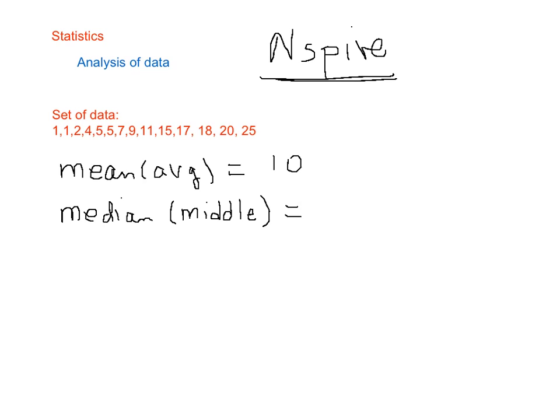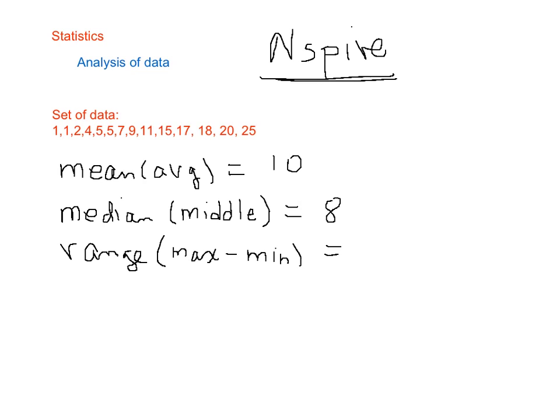The median is the middle piece of data. If you have an odd number of pieces of data, then it's simply the very middle. If you have an even number of pieces of data, like we do here with 14, then you take the two middle ones and you find the average. And in this case, the median is going to be 8. And why is it 8? Because it's the average of the two middle ones, 7 and 9.